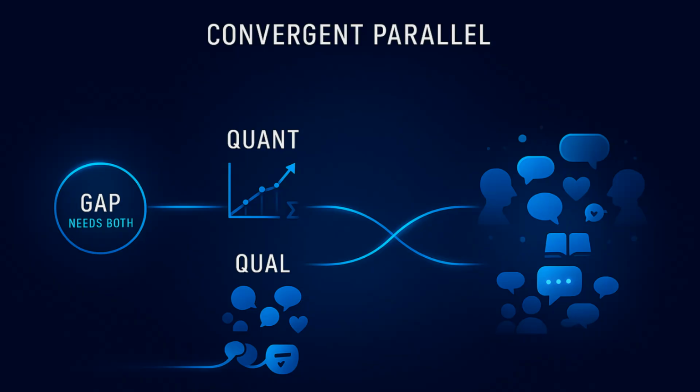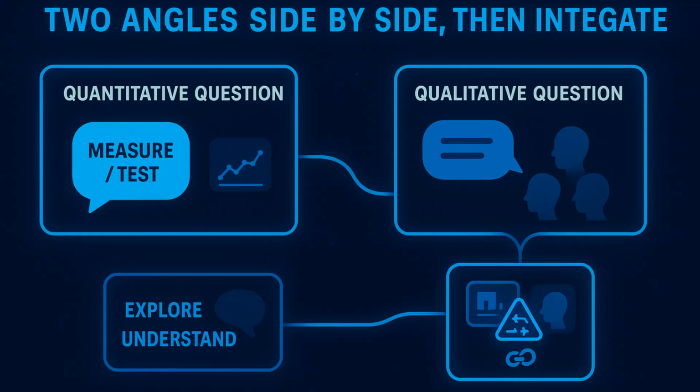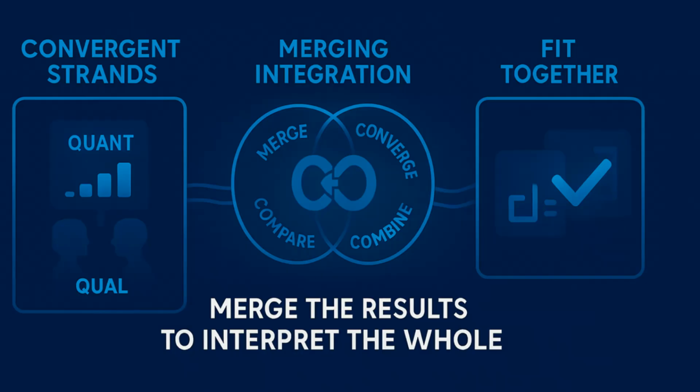Neither strand is sufficient on its own, and there is no sequence. The quantitative question and the qualitative question sit side by side, each addressing the phenomenon from its own angle. The mixed question asks how the two sets of results converge, diverge, or complement each other. Because integration in a convergent design occurs through merging, the verbs for the mixed question reflect this.